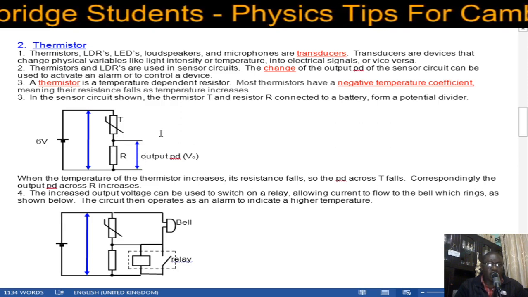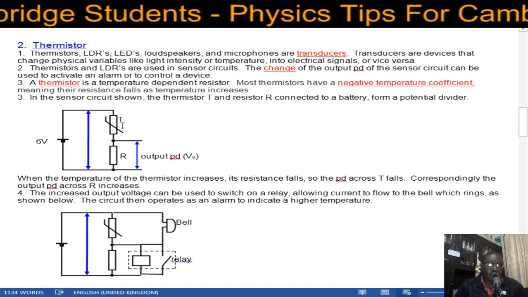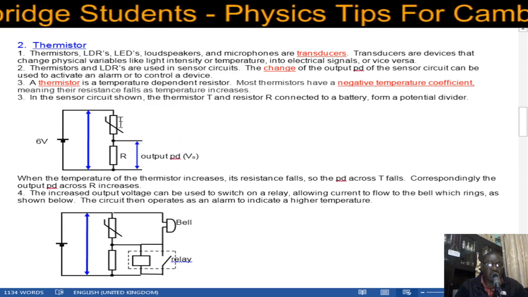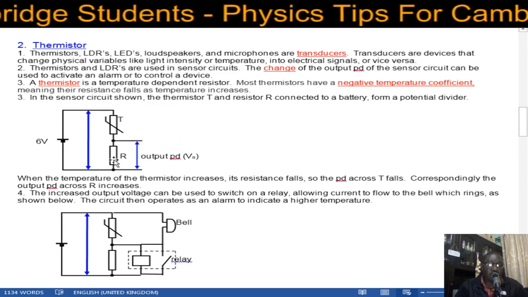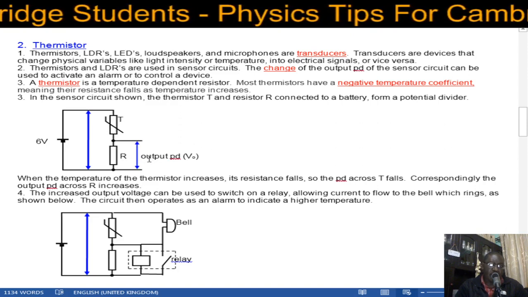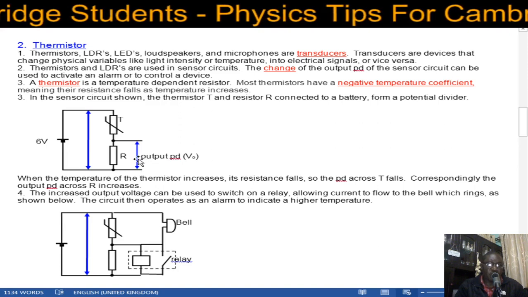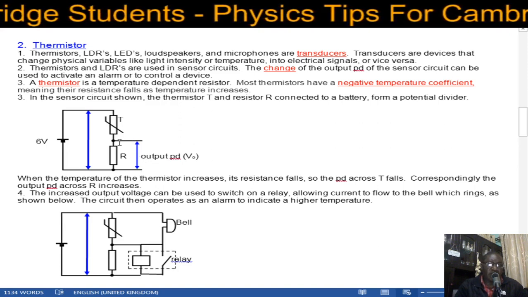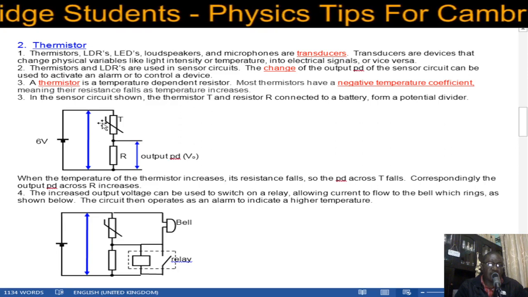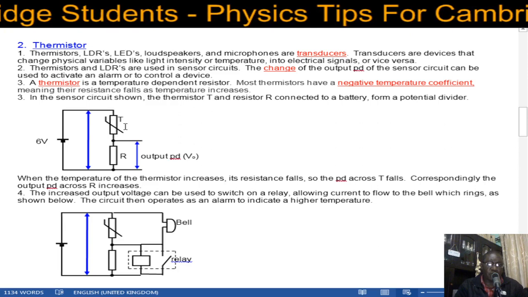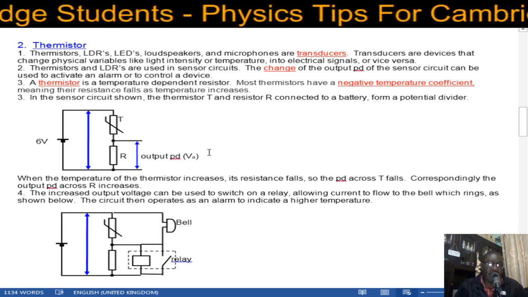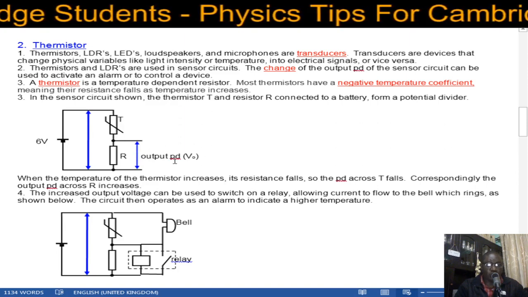Now when it is in the hot, then the resistance falls. So when the resistance falls, it means its PD also falls, and the PD across R would increase. So you've got more output PD. An application of this could be a temperature warning device that tells you that the water has reached its boiling point, or the water in the geyser is hot enough. So if it's hot, then it sends a signal to the alarm to tell you that the water is hot.